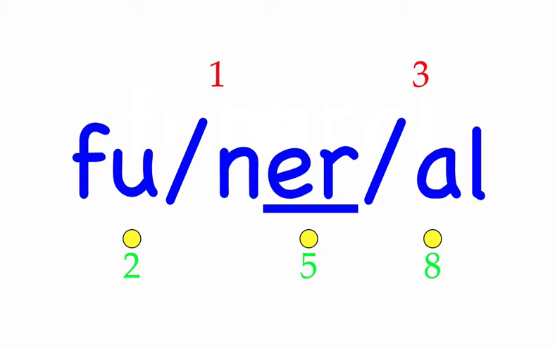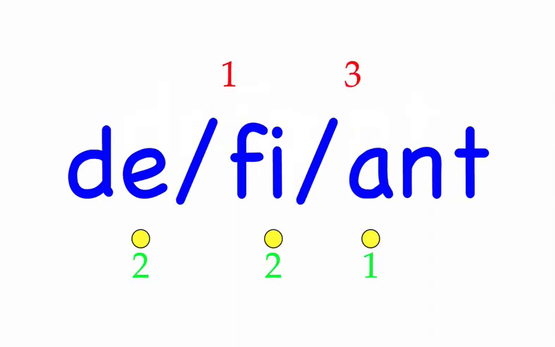Row seven. Defiant. The opposition remains defiant. Pronounce it for spelling. D-fi-ant. D has two sounds, d, e. Fi, two sounds, f, i. Ant, three sounds, a, n, t. D-fi-ant. Mark the word. D-fi-ant.